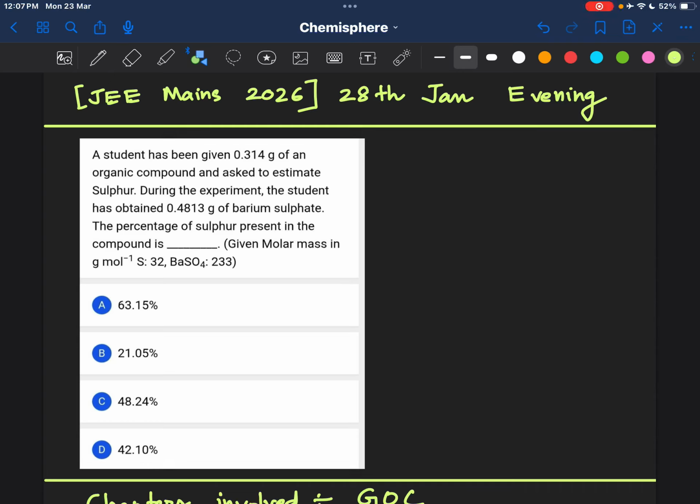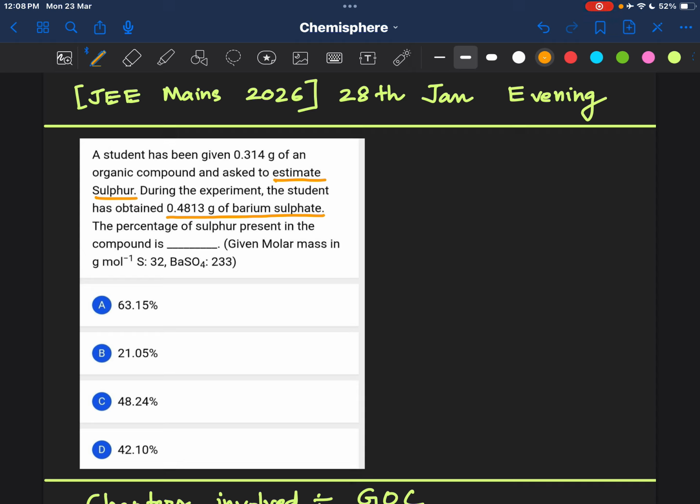Hello everyone. So today we are solving a question from JEE Mains 2026, 28th Jan evening. The question is: a student has been given 0.314 gram of an organic compound and asked to estimate sulfur. Okay, so we should underline this. Estimate sulfur. During the experiment, the student has obtained 0.4813 gram of barium sulfate.